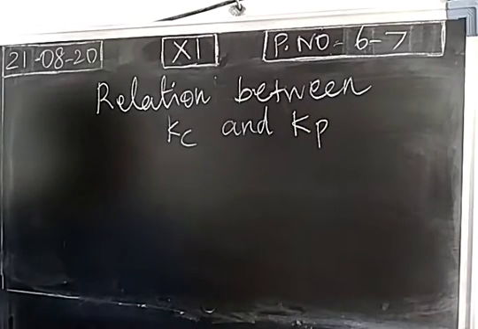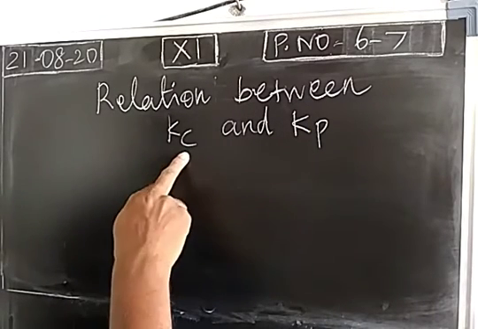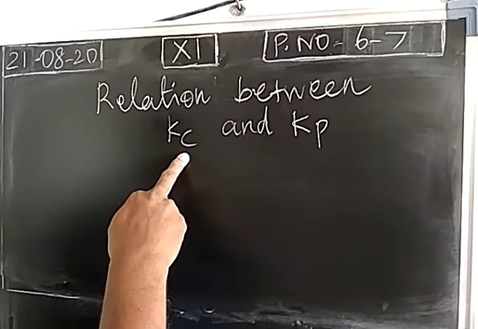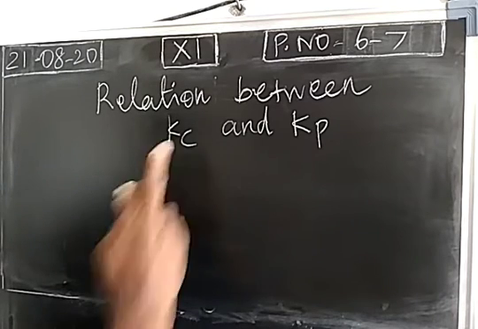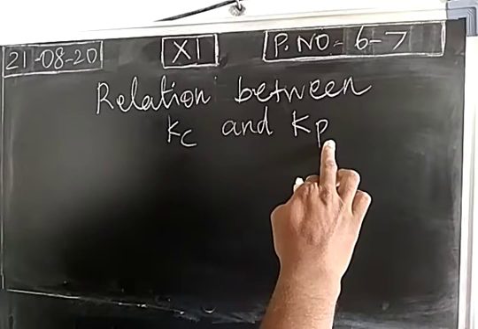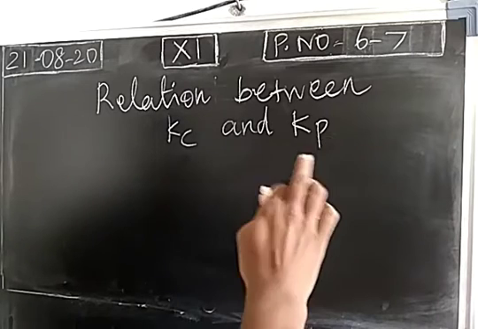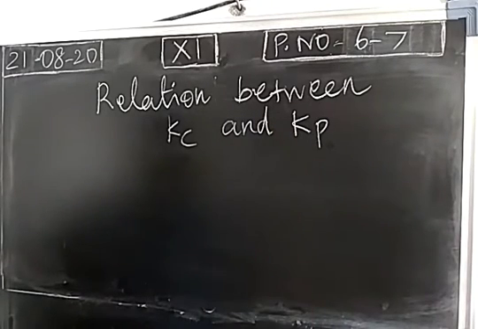So both are equilibrium constants. Here we measure equilibrium constant in terms of active mass and molar concentration. Here we measure in terms of partial pressure. So this is for gaseous state equilibrium.